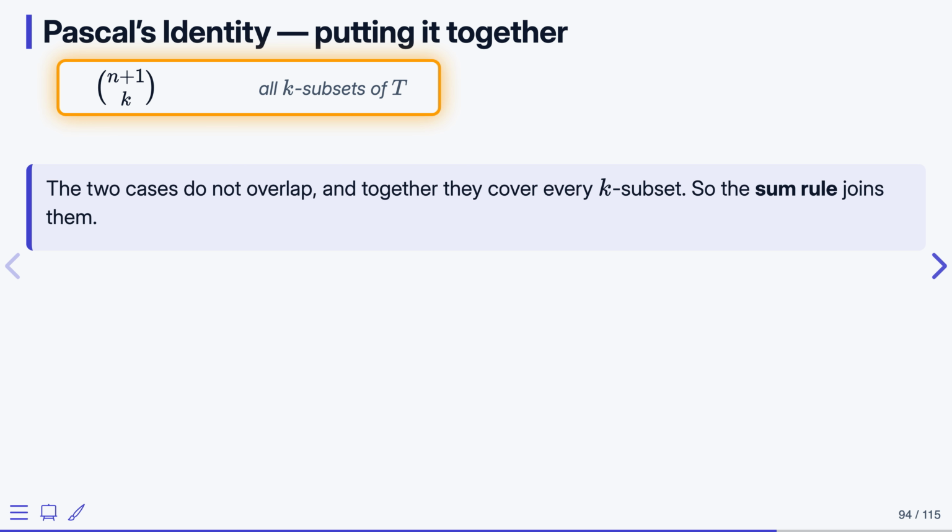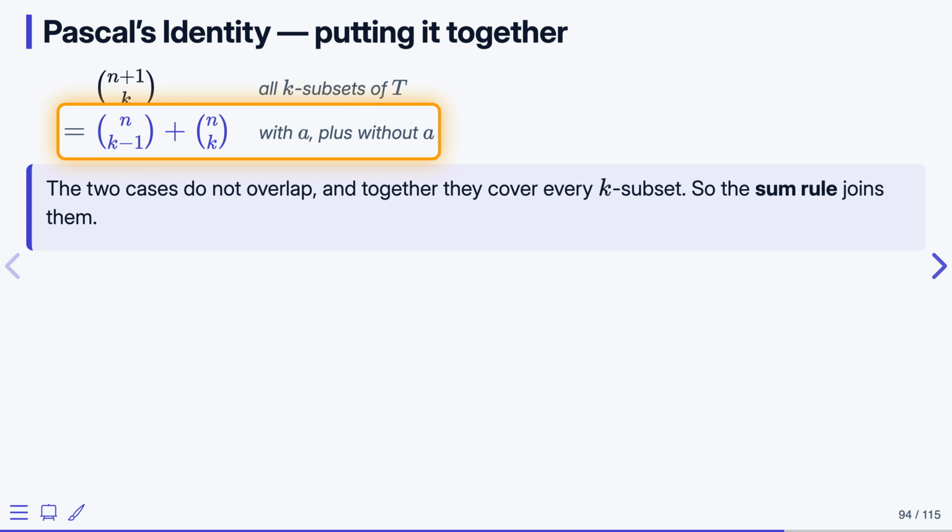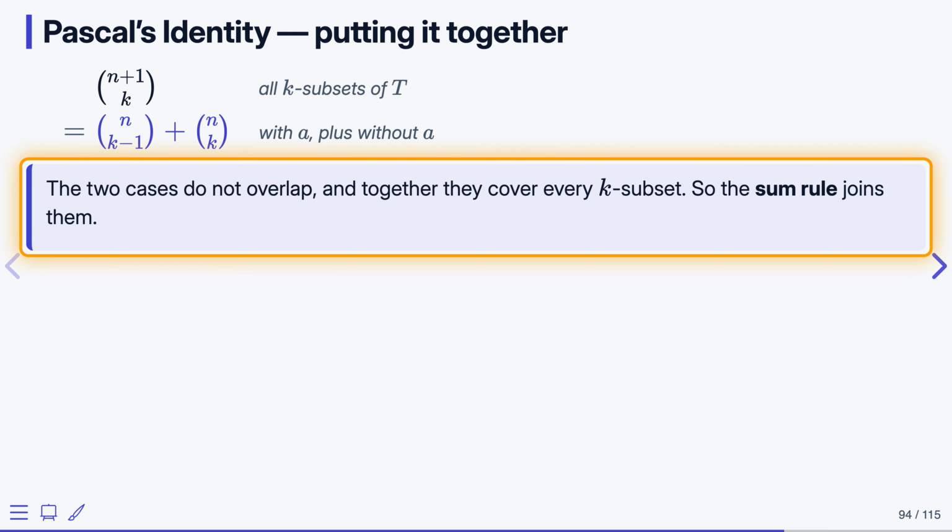Now join the 2 cases. Line 1. The left side is the first count, every k element subset of T. Line 2. The right side has the 2 cases, the subsets that contain A plus the subsets that do not. Let me add, a subset either contains A or it does not, never both and never neither, so the cases do not overlap and they miss nothing. The sum rule applies, and we have Pascal's identity. Every subset was counted exactly once on each side.